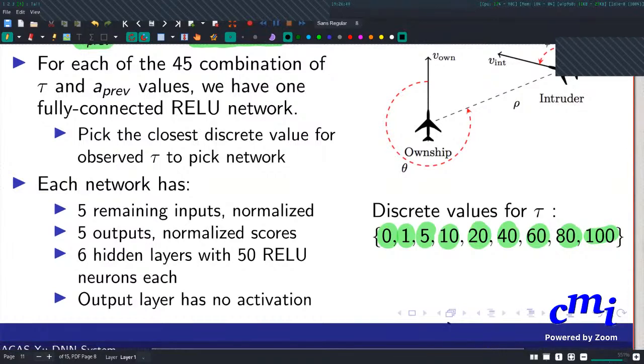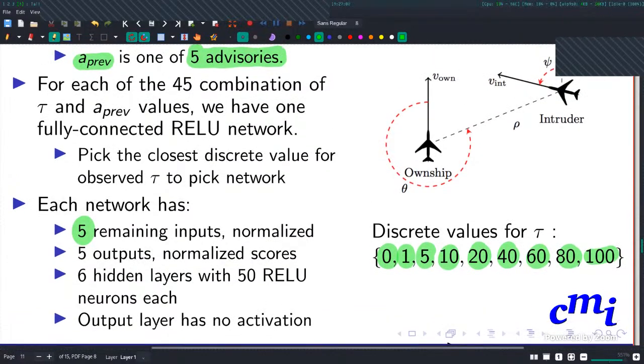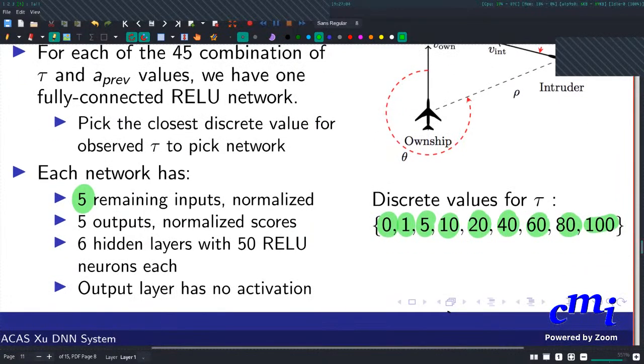So if this is clear, then I'll just talk about what the layer structure of the DNNs are. Of course, each network has 5 inputs, corresponding to the 2D picture. Remember, tau and apref are not actually fed into the DNN, they're just fed into the switch. There's sort of an implicit input to the DNN if you think of it that way, as they are used to decide which DNN to choose. But they're not inputs to the DNN itself. Then you have 5 outputs, as always, with the turns, strong and weak turns, and no turn.